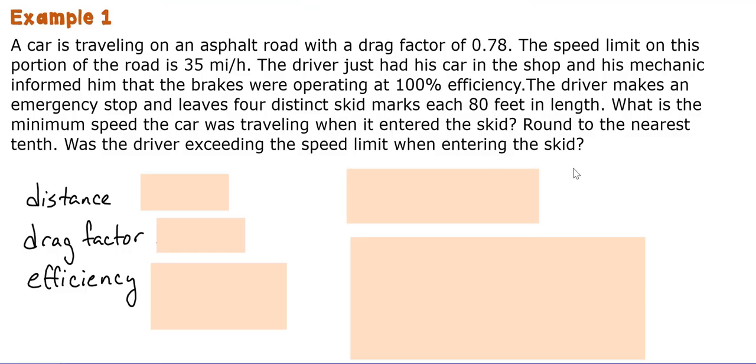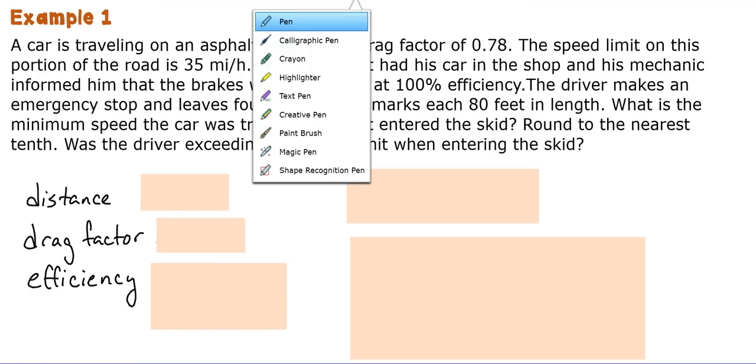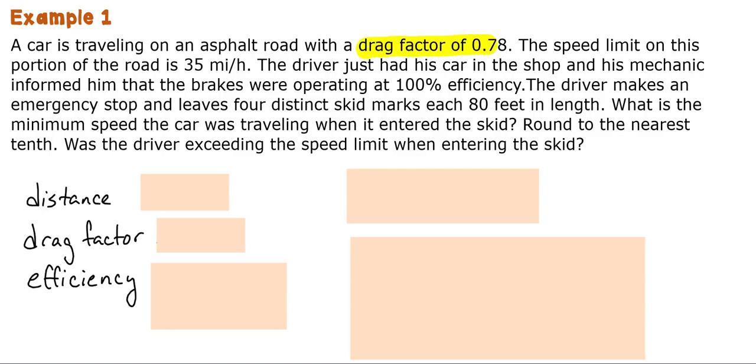So the first example: a car is traveling on an asphalt road with a drag factor of 0.78. So there's one piece of information. The speed limit on this road is 35 miles an hour. The driver just had his car in the shop and his mechanic informed him that his brakes were operating at 100% efficiency. The driver makes an emergency stop and leaves 4 distinct skid marks, each 80 feet in length. What is the minimum speed the car was traveling when it entered the skid? Round to the nearest tenth. Was the driver exceeding the speed limit when entering the skid?